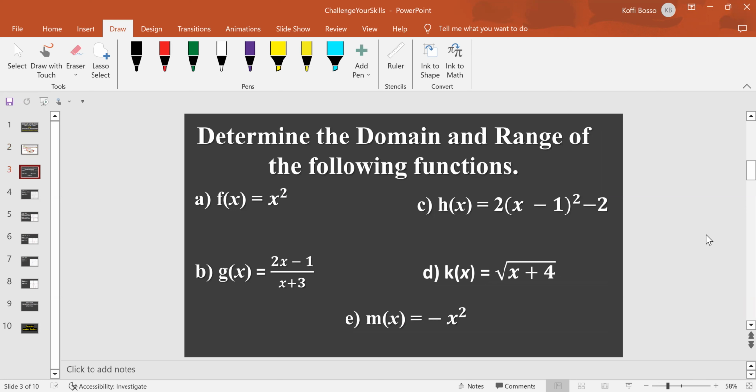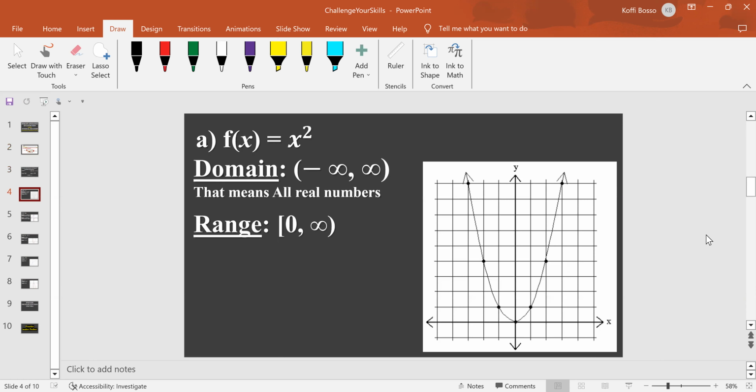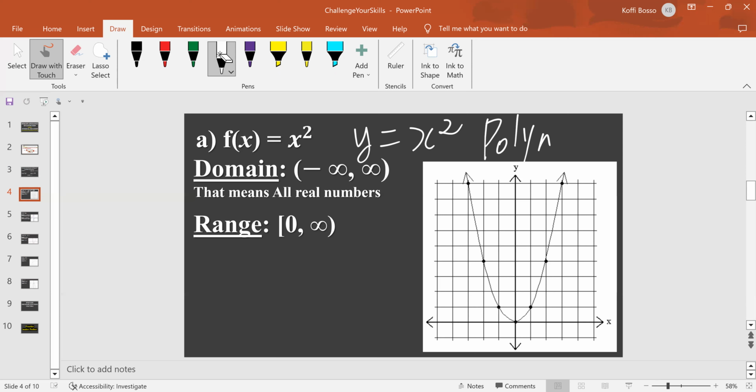So if we go back to the first question, we have f of x equals x squared. That's the function. So, the domain and the range. You have to understand that saying f of x equals x squared is the same as saying y is equal to x squared. So f of x represents the y. That's the name of the function. And for that, we call this a polynomial.